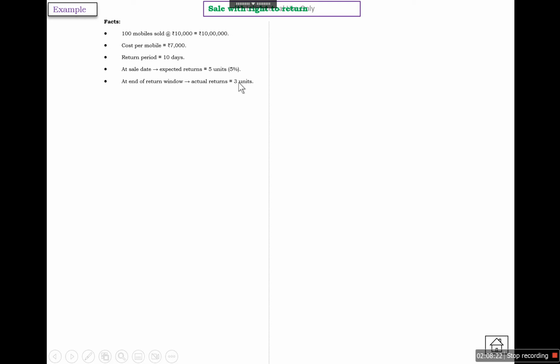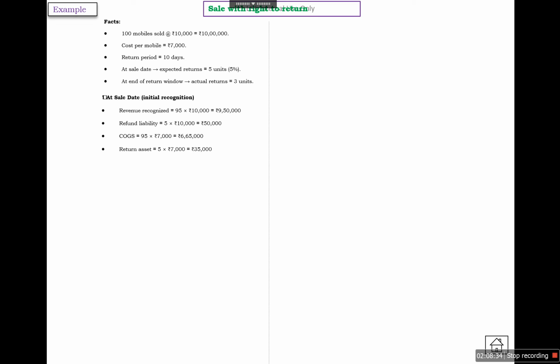So it is a sale with a right to return. So we need to recognize three things, three R's: the revenue, the refund liability, and the return asset. So revenue will be recognized for 95 mobiles because we expect that 5% will be returned. We will recognize refund liability for 5 units. We will recognize COGS for 95 units. We will recognize return asset for 5 units.